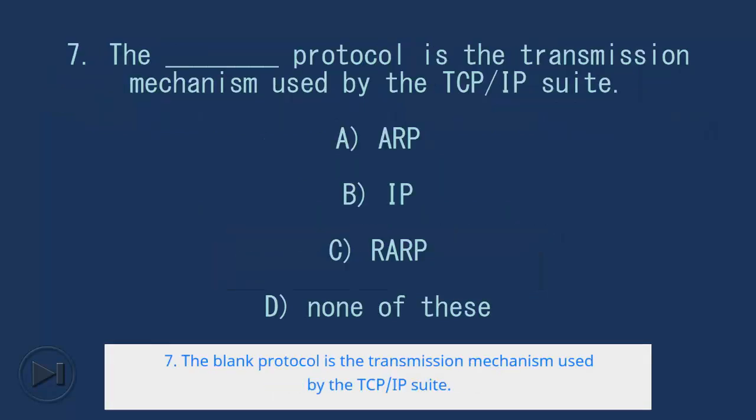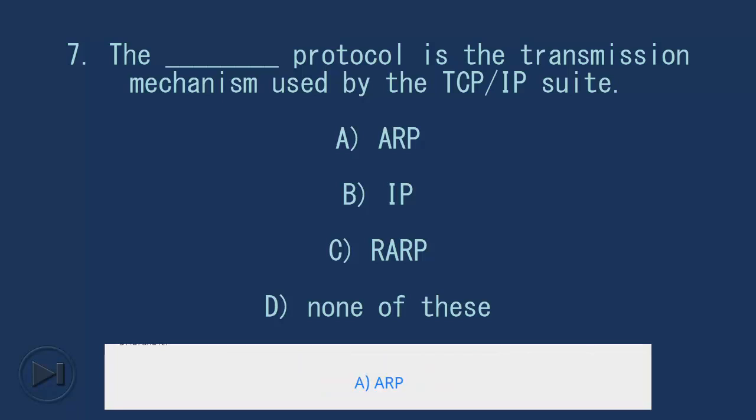7. The blank protocol is the transmission mechanism used by the TCP/IP suite. A. ARP. B. IP. C. RARP. D. None of these. Answer, B. IP.